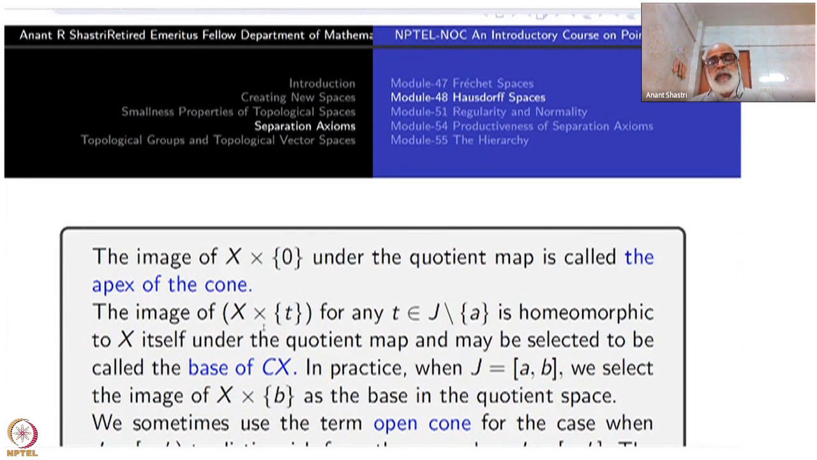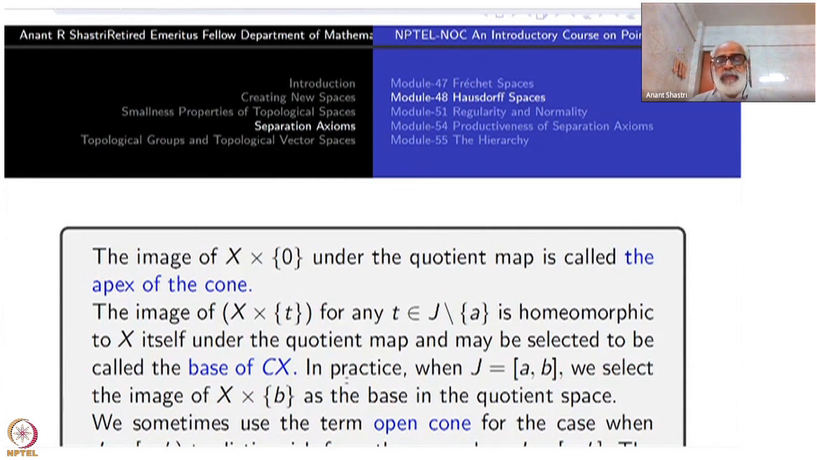And it will be contained inside the cone. Under the quotient map, it is again a homeomorphism. And this may be selected to be called the base of CX. Why am I saying selected to be? Because there is no definiteness. You could have taken any T other than A. All of them you can say that is the base of the cone.